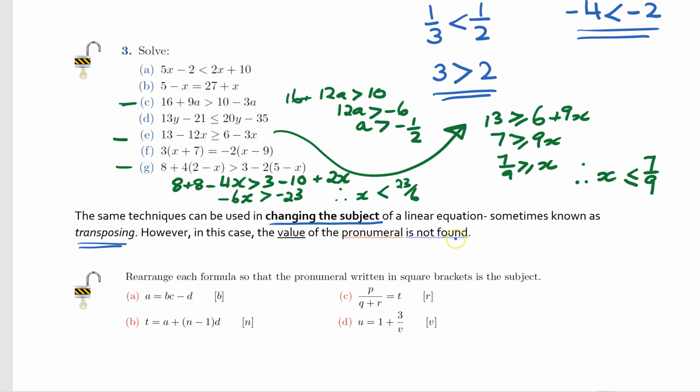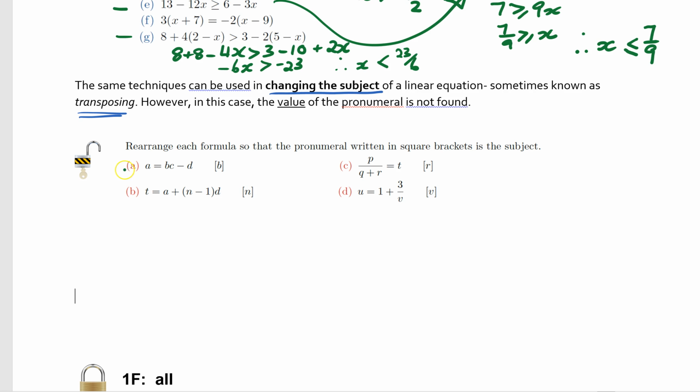We're just changing the way the pronumerals are combined so that the subject, the thing to the left of the equal sign, is whatever we're told it has to be. So let's have a quick look at these examples. Okay, so for our first example, I'll just do it down here, we need b to be the subject of the equation, which means we need the b by itself.